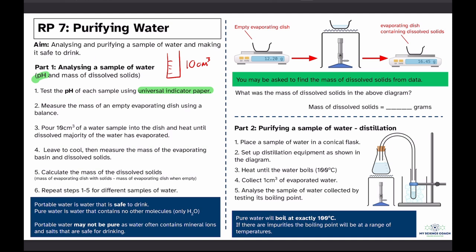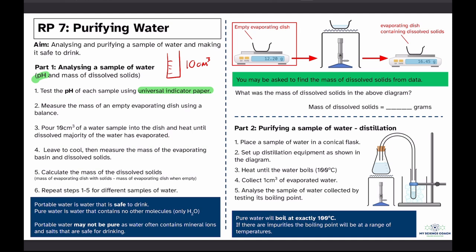What we're going to do is get one of these things, which is an evaporating dish. And first off, we need to find the mass of the evaporating dish. The way we do that is we just place the evaporating dish on a balance. In this case, we can see that the mass is 12.2 grams.